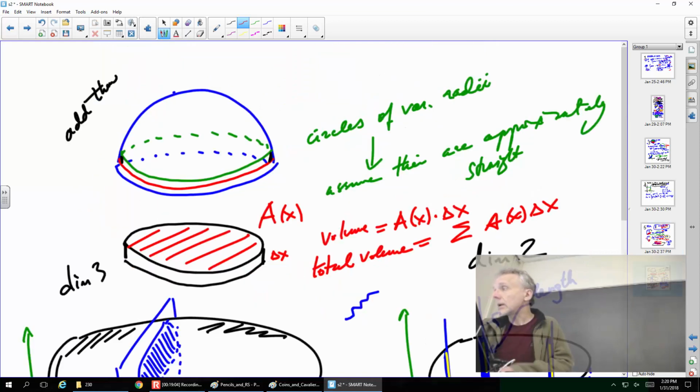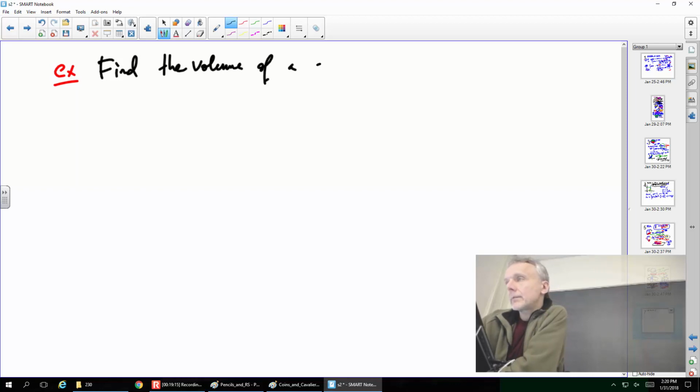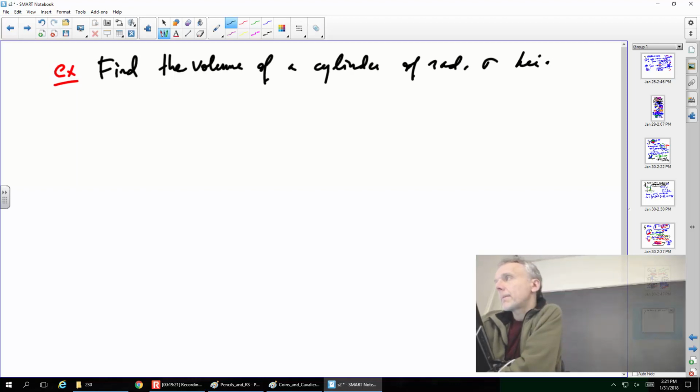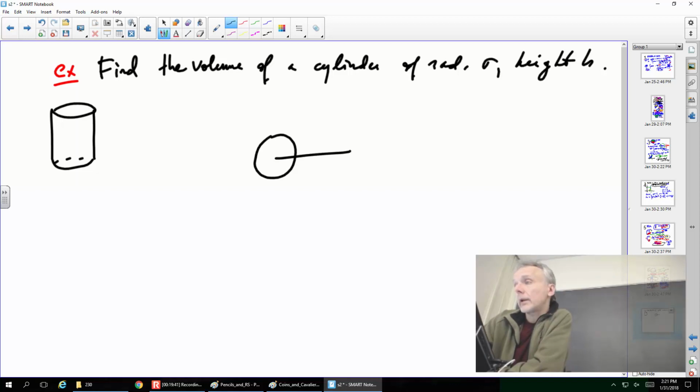So let's do that. Find the volume of a cylinder of radius r, height h. Okay, so once again, even though we usually plot it standing up, we're not going to do that. We're going to put it on the side so that it will match our pictures from before. So I'm going to put it like this. So this is like this cylinder.